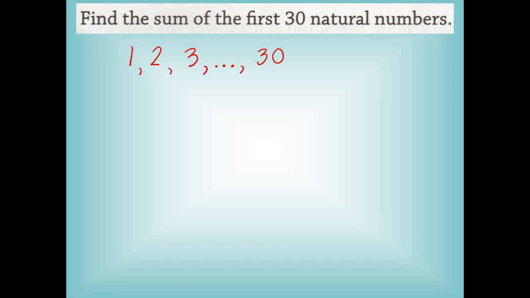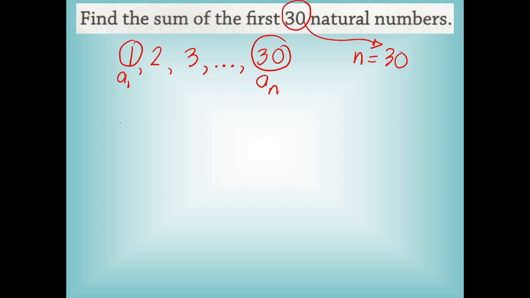So you already know that this is the first term. This one is a sub n. What is n equal to here? 30. That's your n. So I'm going to use formula 1 or formula 2. Formula 1 is easier. Okay? Let's make use of formula number 1.